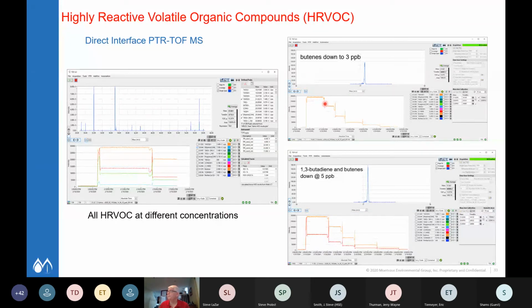And this is just some of the steps here where we do the calibrations the same way that we normally do. So I mean, we can see these, and that's not an issue. And normally HRVOCs are reported as total HRVOC. So it's a summation of all the compounds that are there. So in that case, it doesn't matter if you do butene separately or as a total, you're going to sum them all up and get a total number anyway.